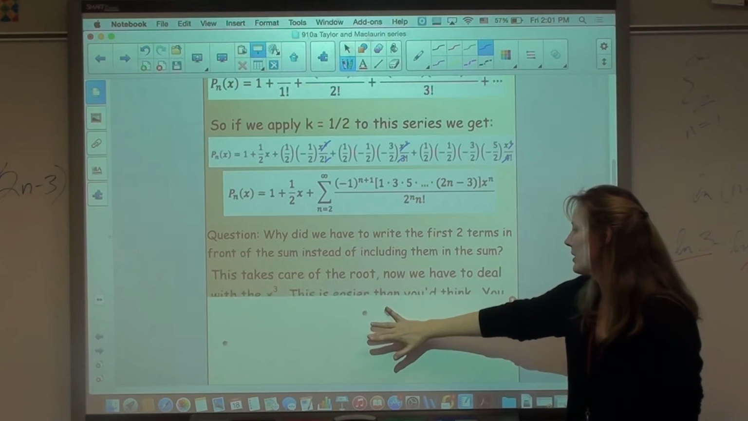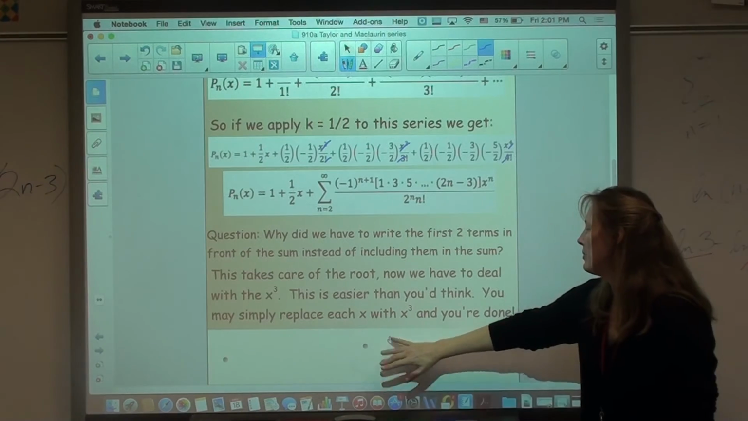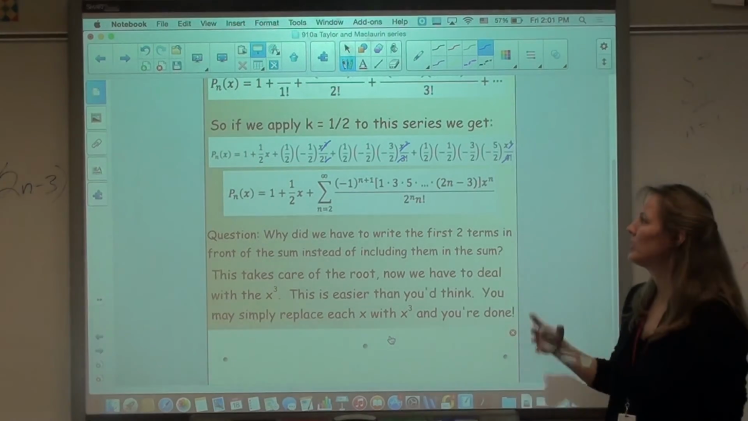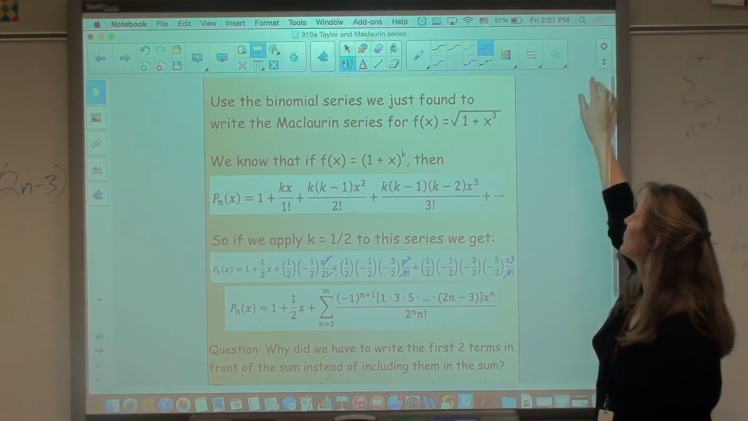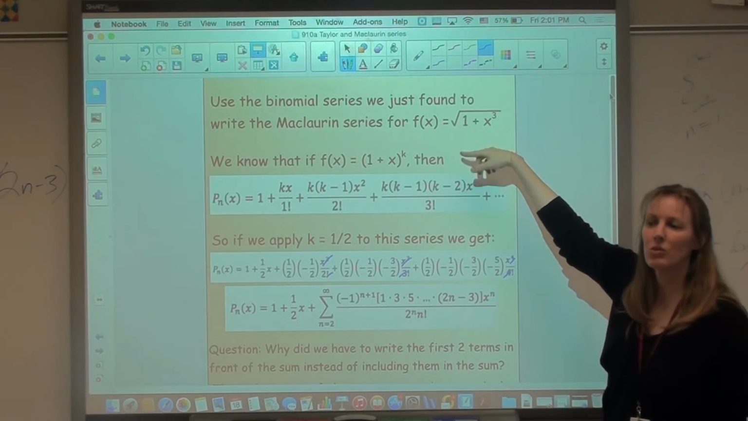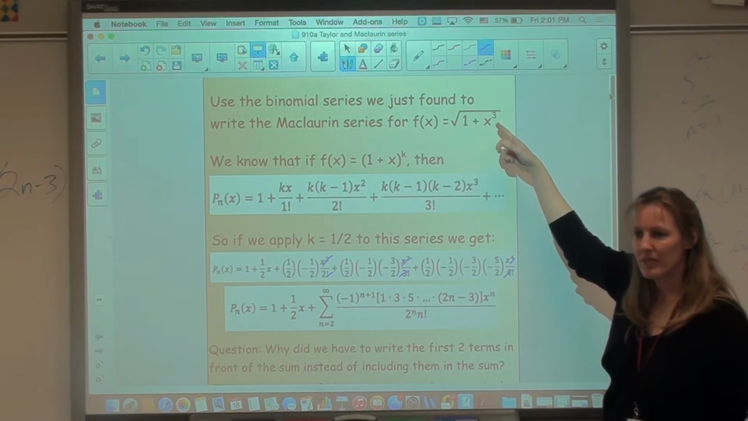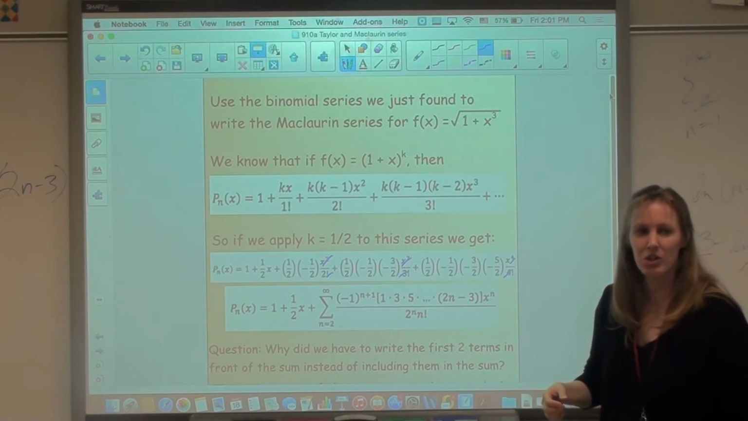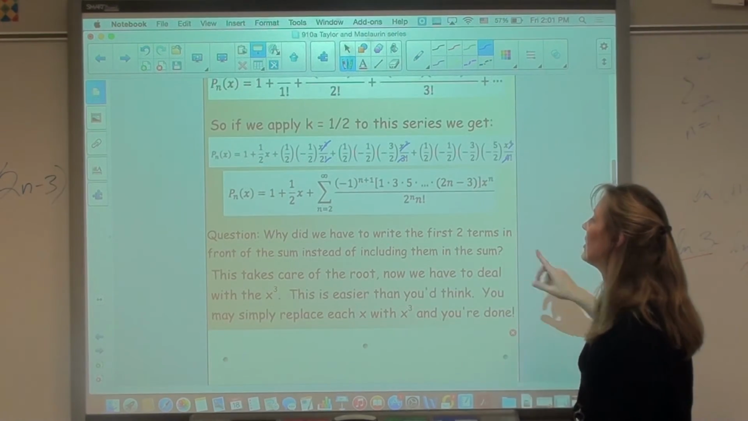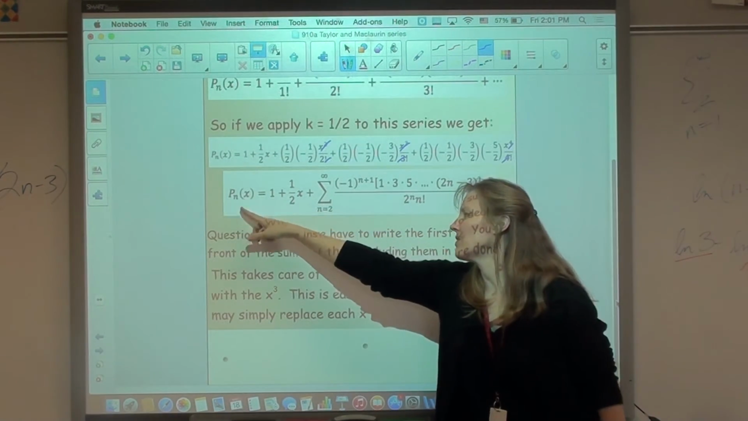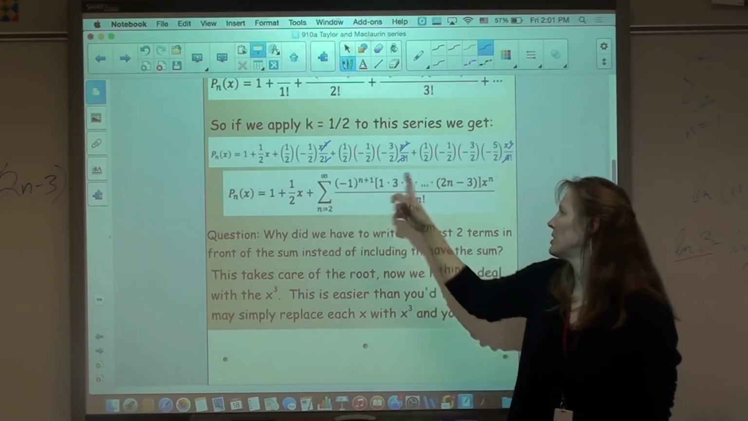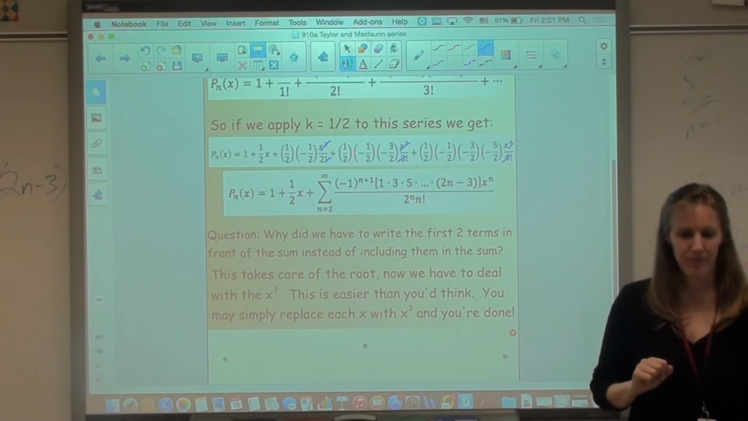Alright, so we've got that answer. Now we've got to take care of the x cubed. We've got our series, but this series is actually just for the square root of 1 plus x. We want the series for the square root of 1 plus x cubed. Just plug in an x cubed for x, right? That is the beauty of series. So, take your P_n of x. If we want P_n of x cubed, I want you to just replace your x's with x cubes.